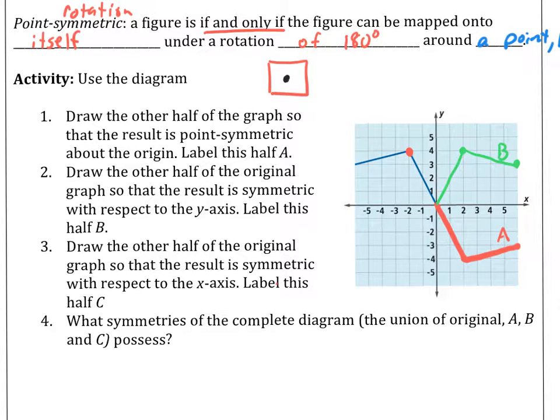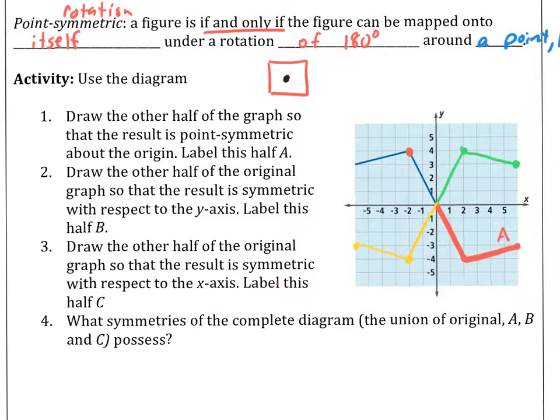And lastly, let's check on the last one here. We're going to draw the other half of the original graph so that the result is symmetric with respect to the x-axis. We're going to label this. So that means if it's along the x-axis, it's going to reflect in the x-axis. So that point reflects to there, and this point here reflects to here. So I just connect the dots like so. Okay, now I'm going to erase a little bit before we move on there.